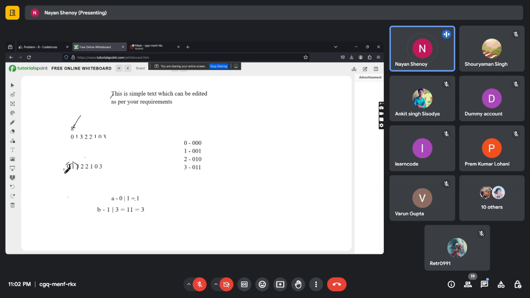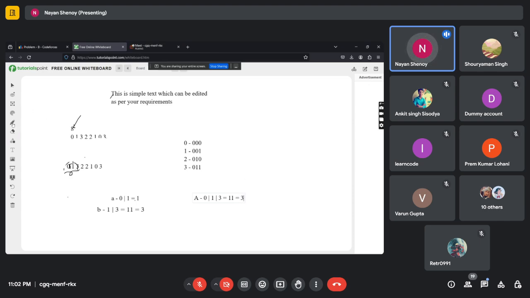So now our first subarray of size 3 will be 0, 1, 3, okay? I'll write it down here, just a second. The first subarray, let's name it A, will be OR of 0, 1, and 3. So that should be equal to 3.